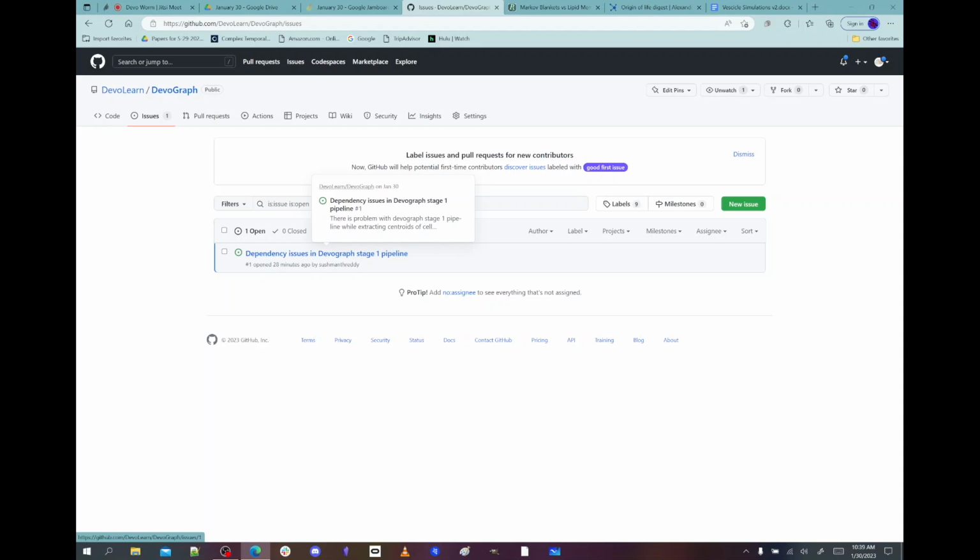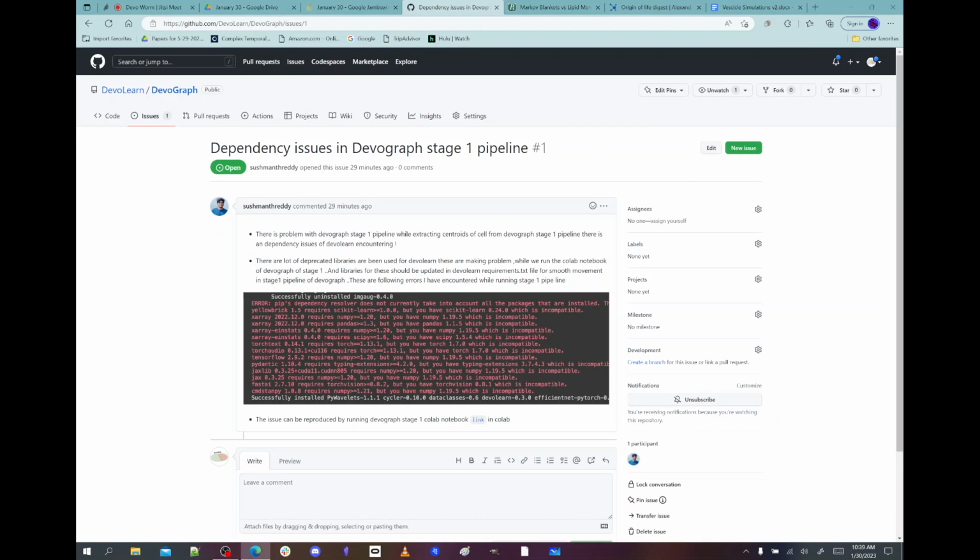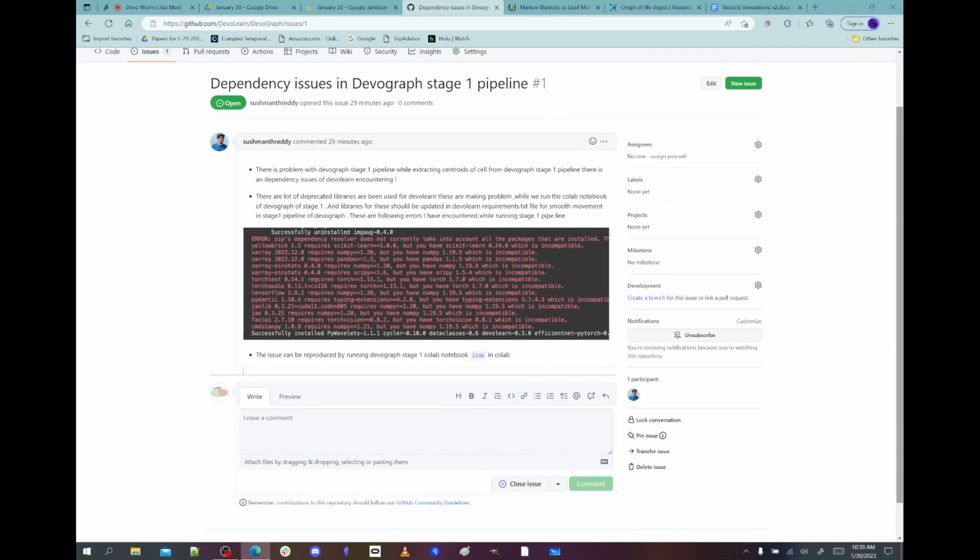This is the pipeline for the DevoGraph platform. Stage 1 is where you get segmentation of images, and it ties into DevoLearn as well. Sushmanth made an observation here and created issue number 1. It's open if people want to solve it or address it. You can leave a comment down at the bottom.